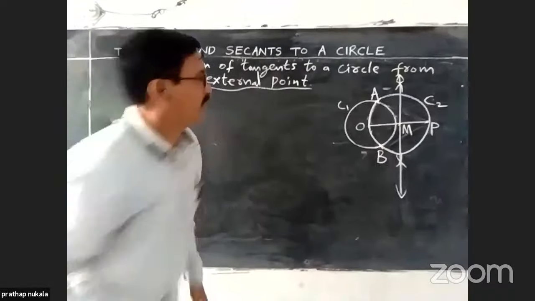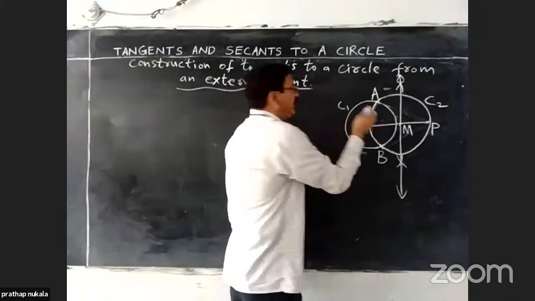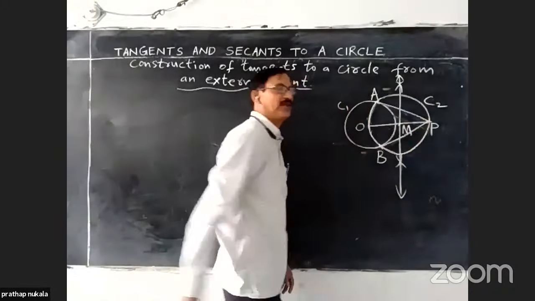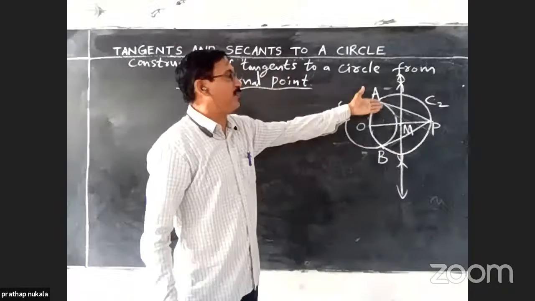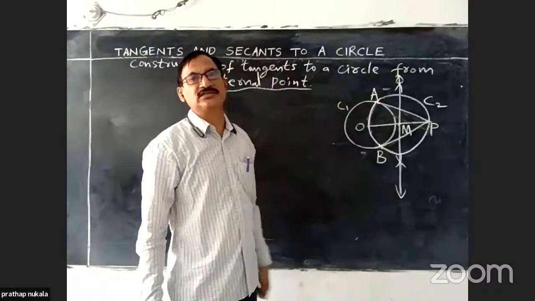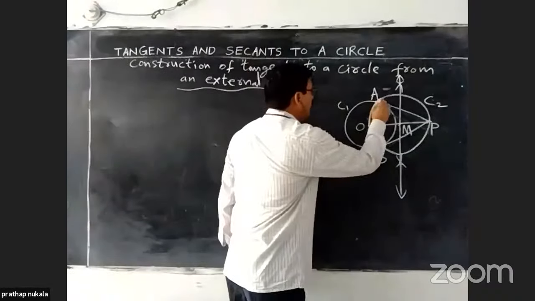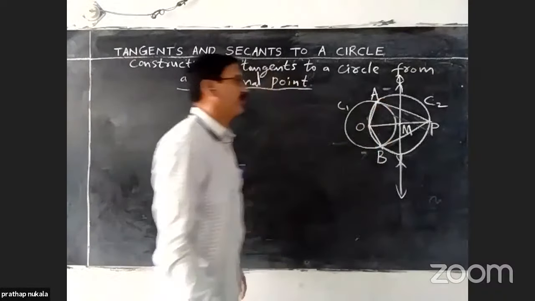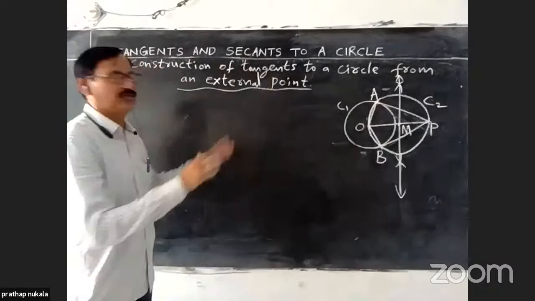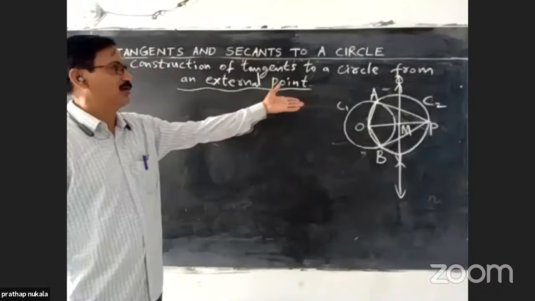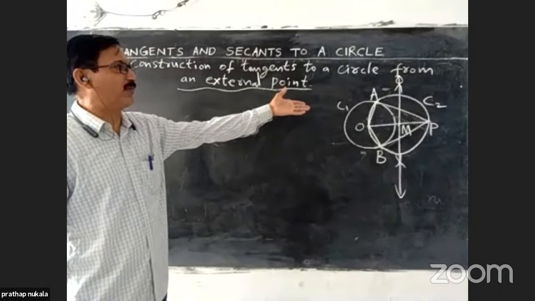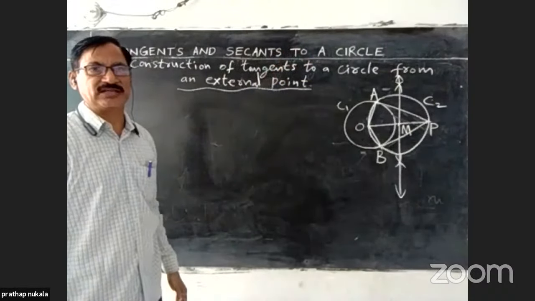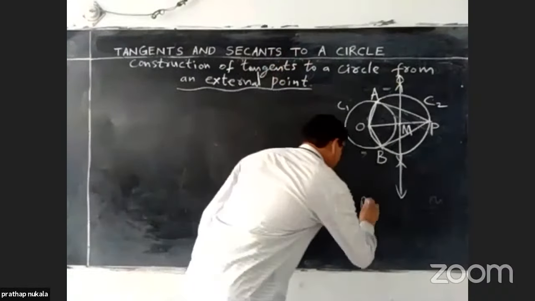Next, join PA, that is P and A, and P and B. PA and PB are the required tangents. Now we can join OA and OB for convenience only. That's all. That is the rough diagram of construction of a pair of tangents from an external point to the given circle.